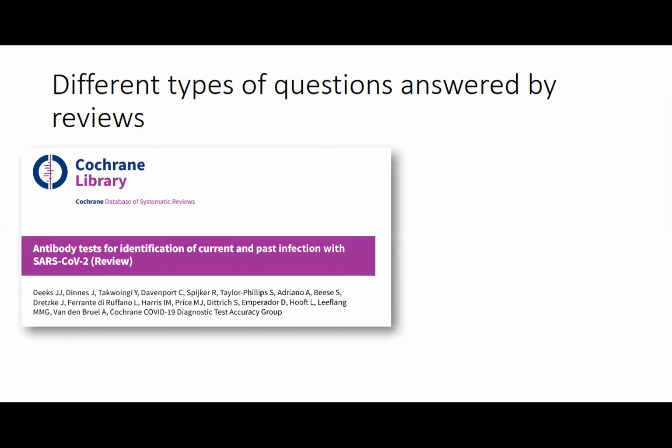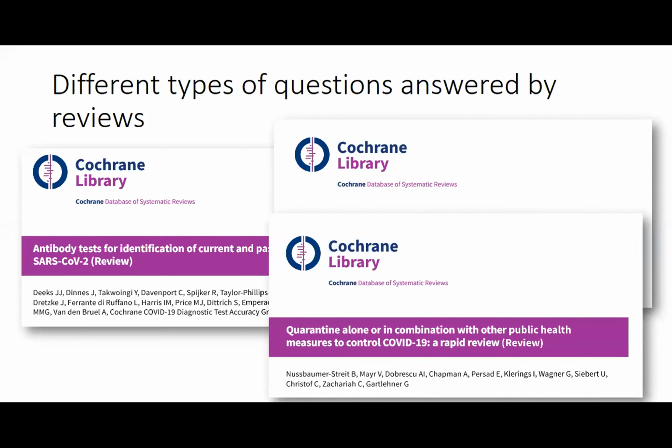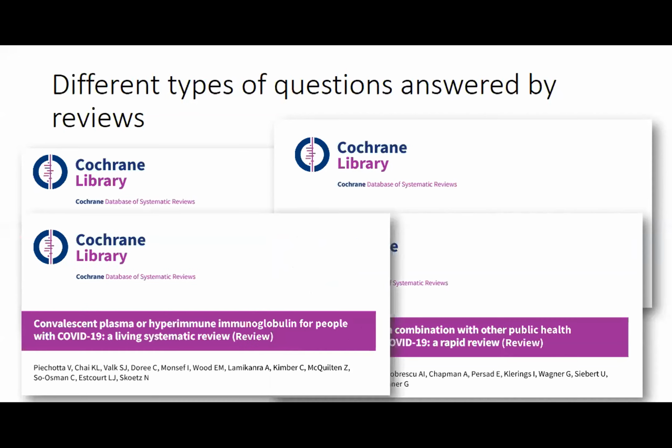So reviews can also answer very different types of questions. My focus on some of the examples that I've shown you has been on whether a certain treatment works or not. But you can also do reviews on diagnostic test accuracy. You can do reviews on qualitative questions like what are the barriers and facilitators to healthcare workers actually adhering to the infection prevention and control guidelines. There's questions in the Cochrane Library, there's reviews on quarantine and how well that works. So you get reviews on public health measures.